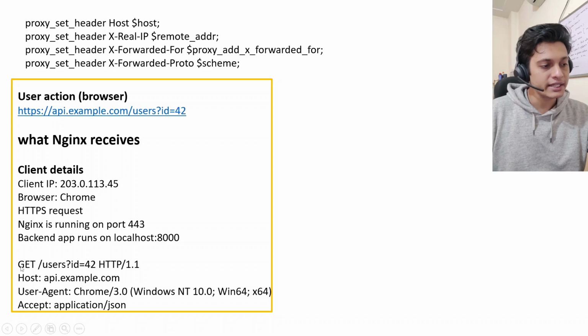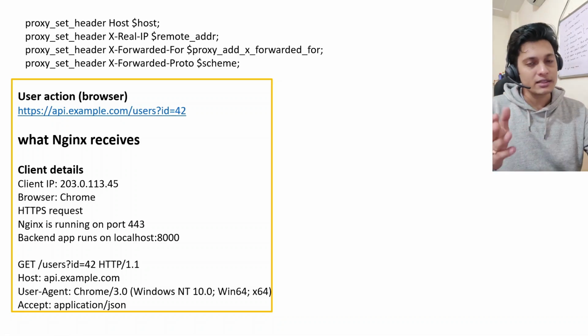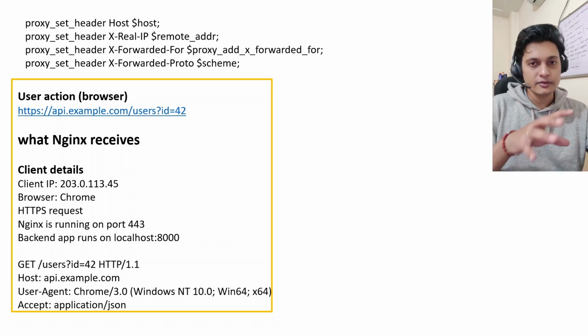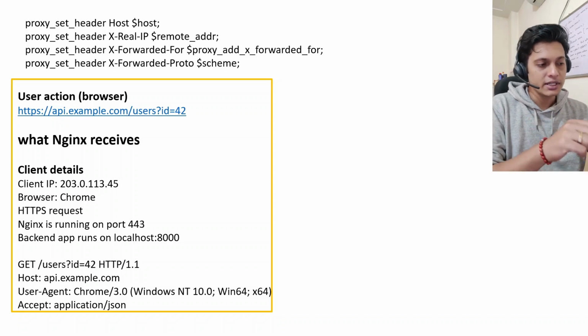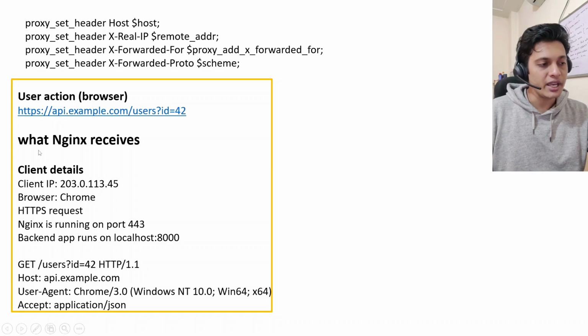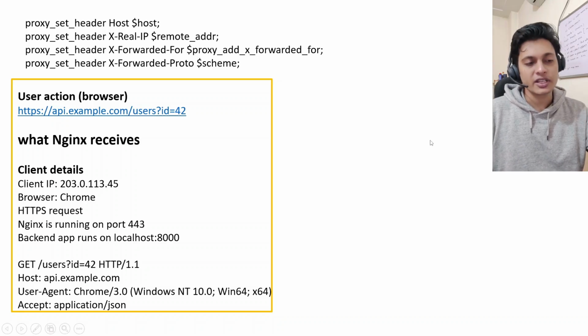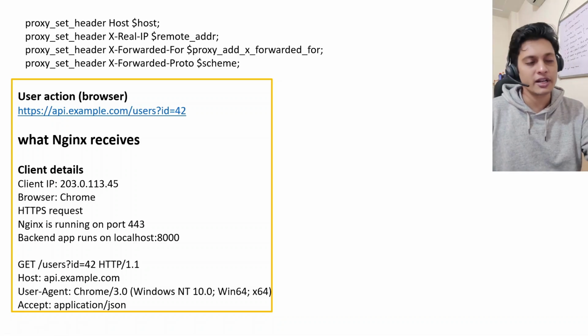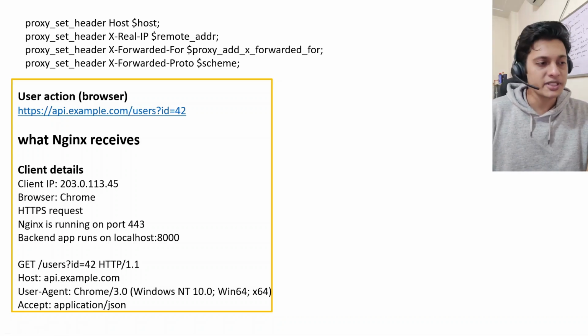It knows that it is a GET request. Whenever a user hits something, it can identify it with the location section which we have provided, and that is what grabs all the data. It is a GET request, it is the user ID, the host is api-example.com, the user agent is Chrome, accept is application/json. This is the data which Nginx receives over the internet when someone tries to access something on a website.